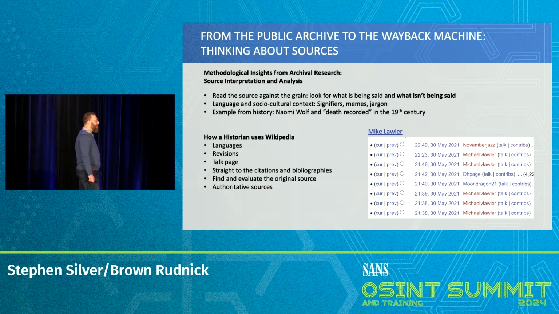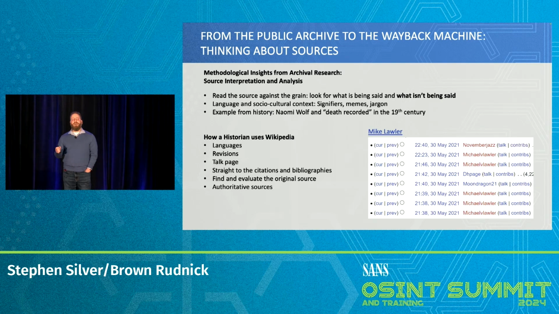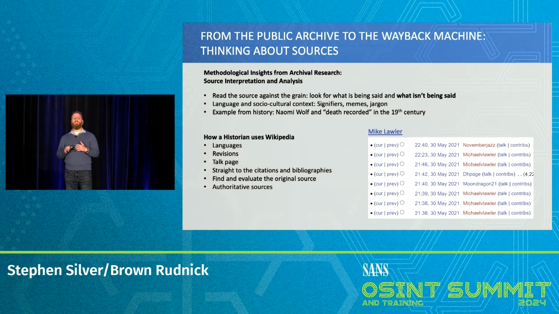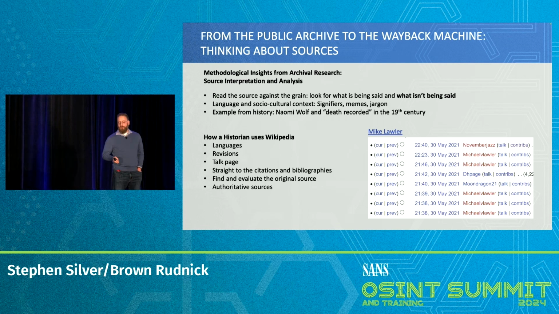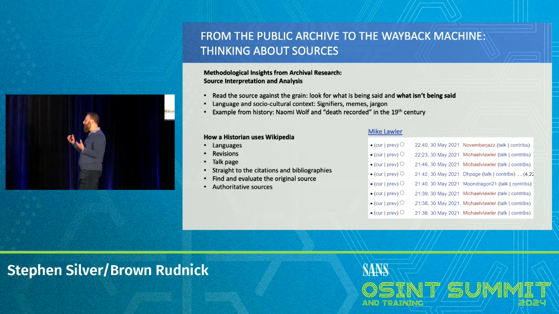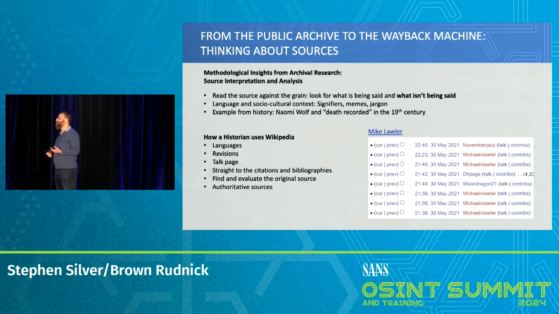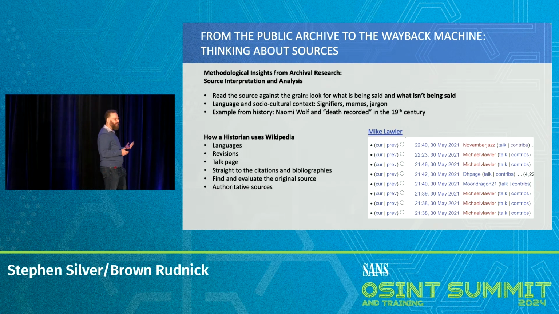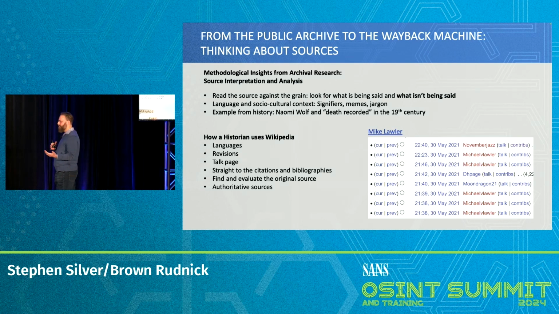So Wikipedia is another straightforward example of how you can read sources against the grain. Try to look for what is being said and what isn't being said. I'm sure many of you are familiar with the fact that Wikipedia has pages in multiple languages. There'll be different information in certain languages. Sometimes it actually makes sense to look at a Wikipedia page for an English language topic in a foreign language, because sometimes if information has been removed, it will appear in one language and not the other.